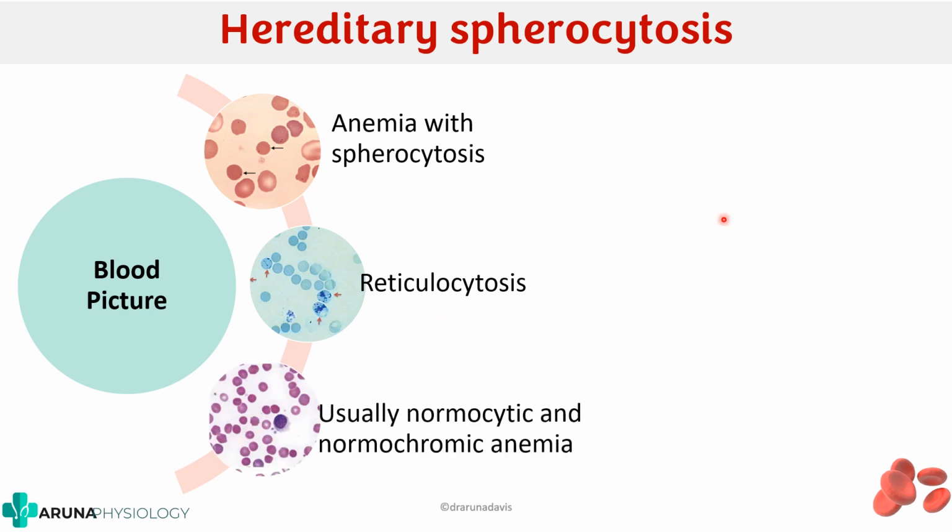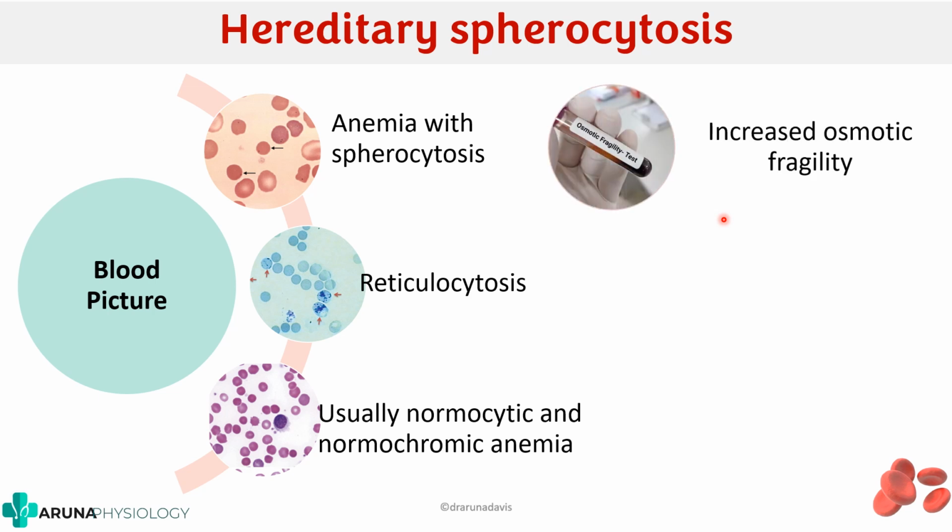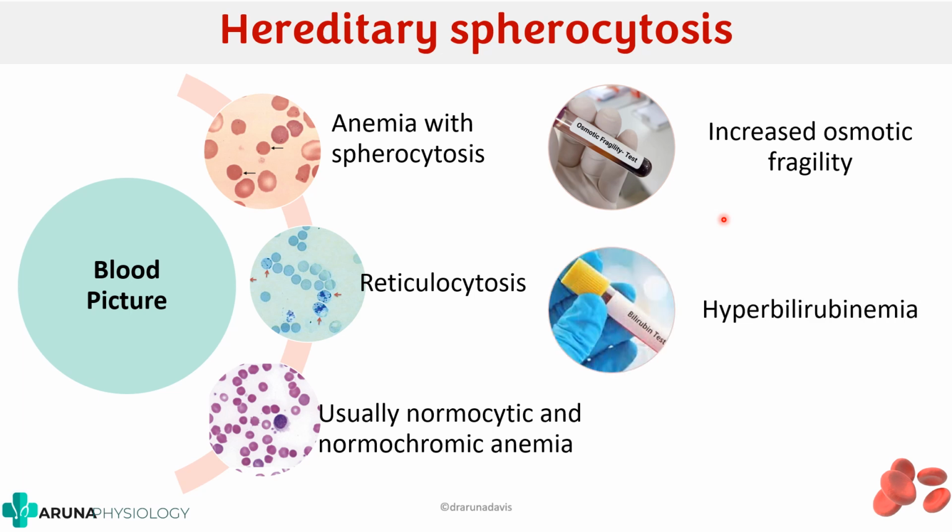a greater number of immature cells will be released into the circulation, which will cause reticulocytosis. And the other RBCs will usually be of normal size and color, which means there will be normocytic and normochromic anemia. Now, when you check for osmotic fragility, you will find that there is increased osmotic fragility, and because of increased destruction of RBCs, you can have increased bilirubin. Thus, you can have hyperbilirubinemia, increased bilirubin in the blood. So, this is the blood picture in hereditary spherocytosis.